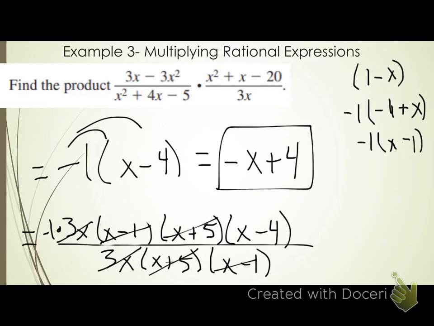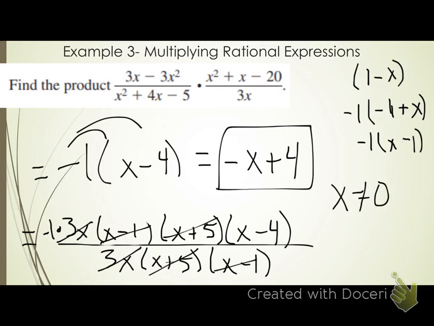Okay, what do I need to specify though? Is there anything that x cannot equal? What can x not equal? Negative 4? No, because that's in my numerator. Remember, we're looking at the denominator. 0. X cannot equal 0. If x is 0, 3 times 0 would give me 0. 0 times everything else would give me 0 in my denominator. So it cannot be 0.